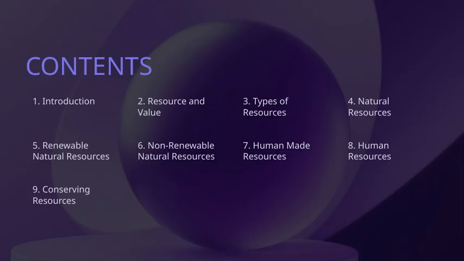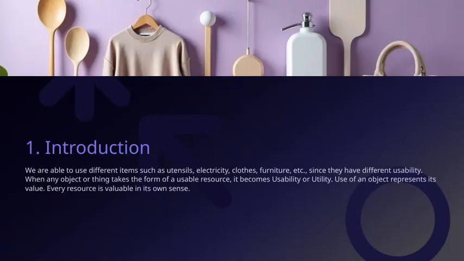Throughout this presentation, I want you to see how all these pieces connect and why understanding them is crucial for responsible resource management. Let's start by understanding that we use a variety of items in our daily lives, like utensils, electricity, clothes, furniture, and more. These items are useful to us because they serve different purposes and have different levels of usability. When an object can be used effectively to meet a need, we call that its usability or utility.